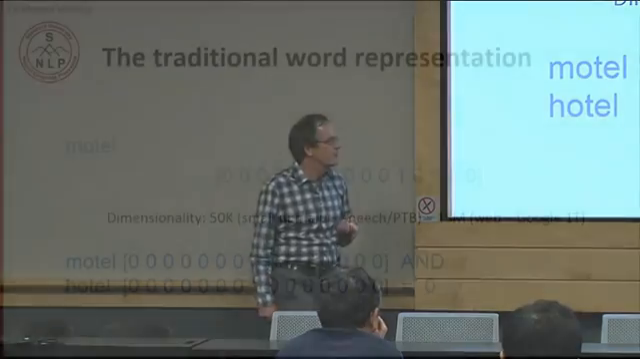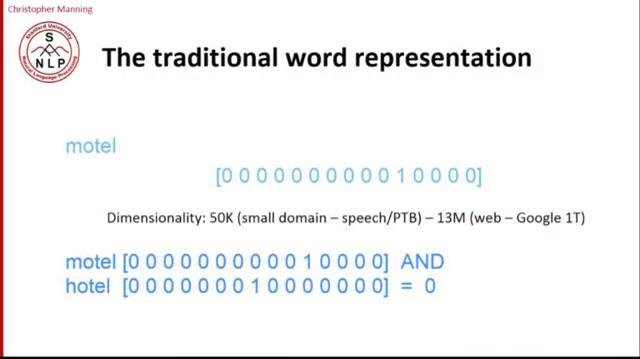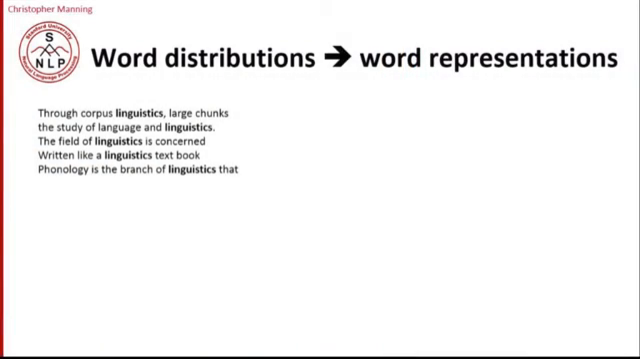The big problem is that these vectors give us no representation of meaning relationships between words. So if we have representations for motel and hotel, they just have a 1 in some different position, and they have no inherent similarity. Their similarity is 0. So that's been a big problem for progress in combating the sparsity of language. And so a lot of work in the last decade has focused on how we can get meaning representations of words that show meaning similarities.